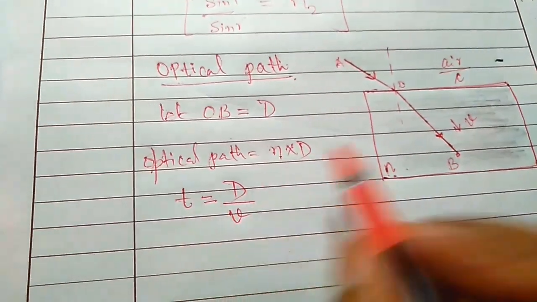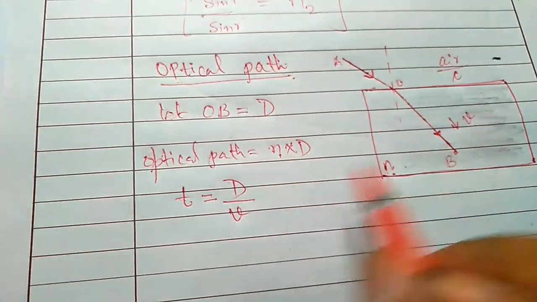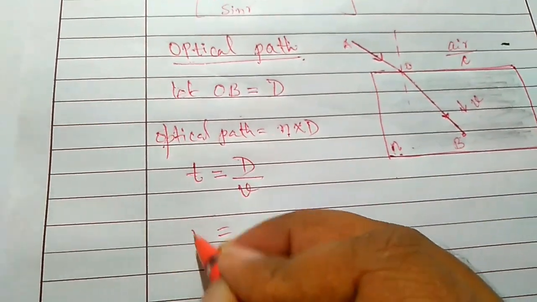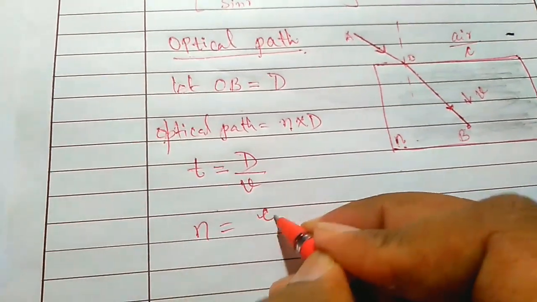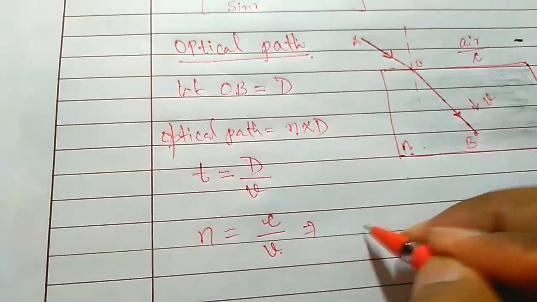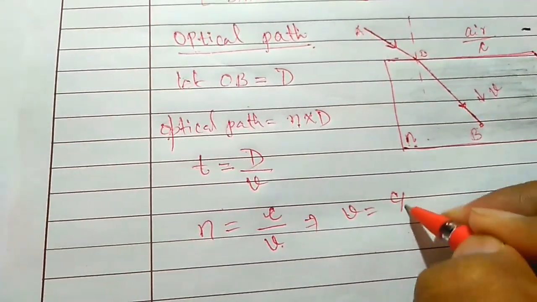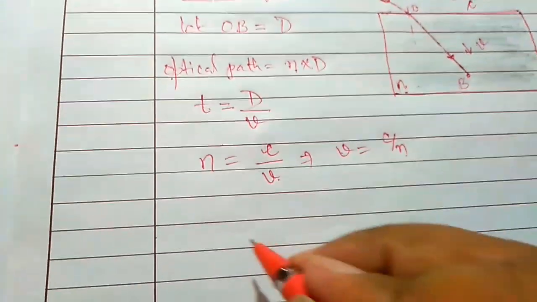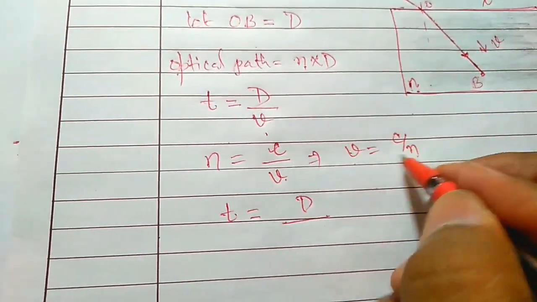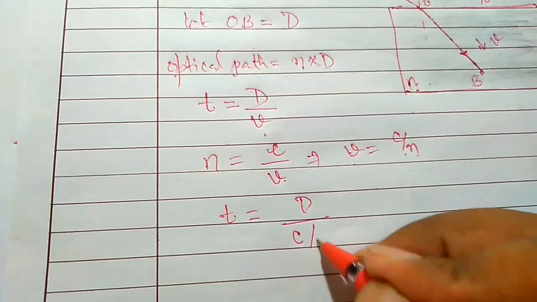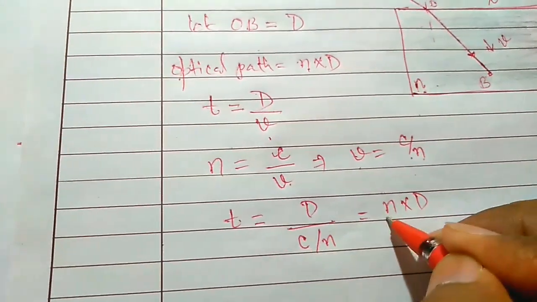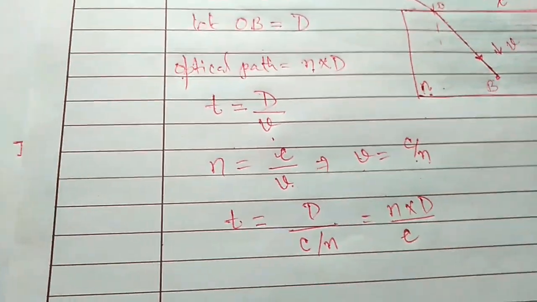So the time taken by the light to cover this distance from here to here is this much, or we also know that refractive index small n is equal to c upon v. Filling the value, v is equal to c by n. From here let's put that. So t is equal to D upon, instead of v what can we write? c by n. n will go up, so t is equal to n into D upon small c.